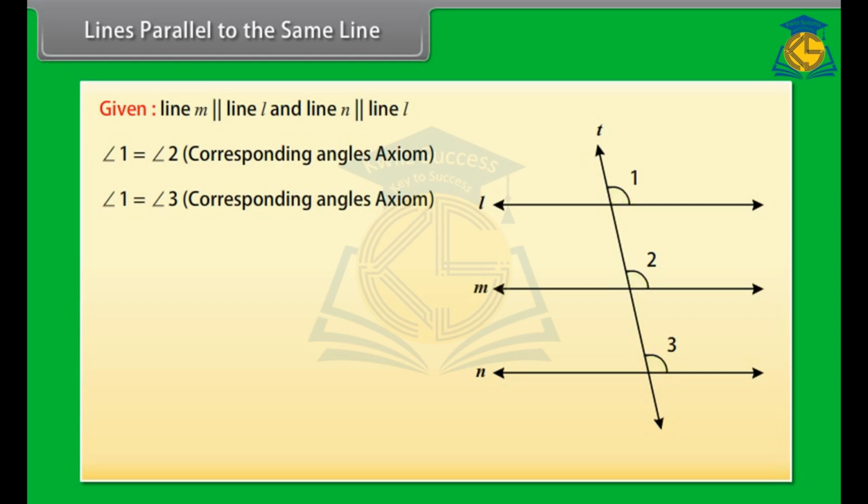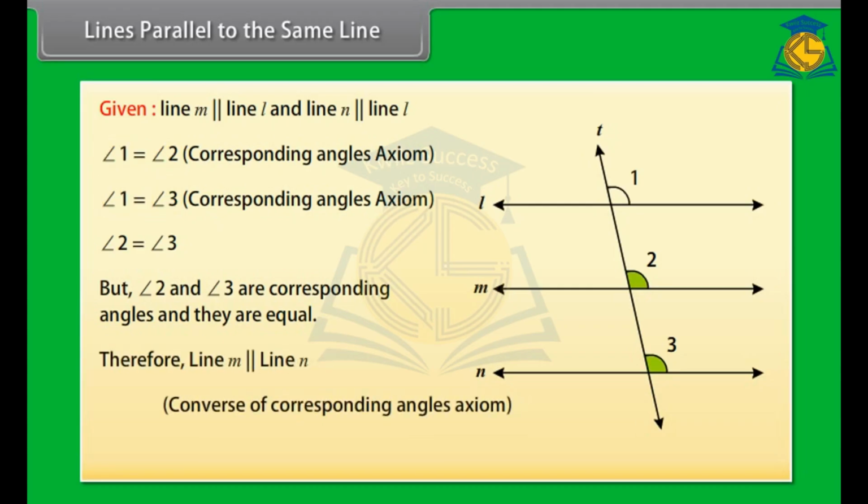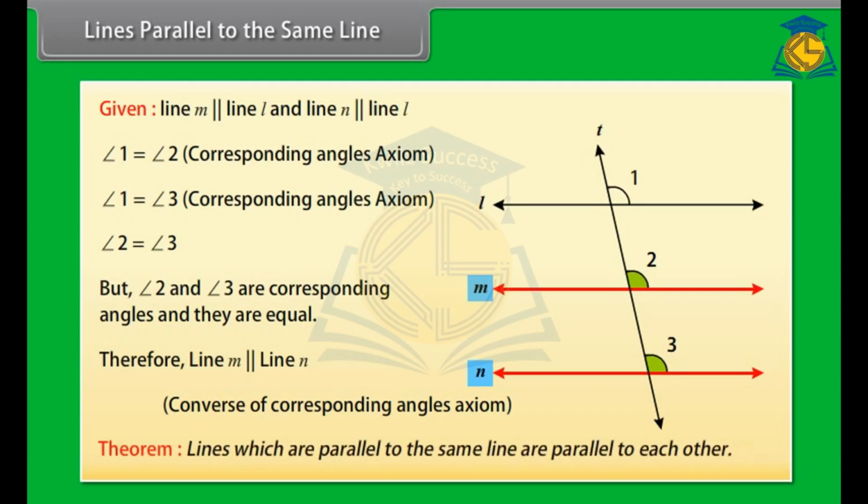So from these two, we can say that angle 2 is equal to angle 3. But angle 2 and angle 3 are corresponding angles and they are equal. Therefore, by using converse of corresponding angles axiom, we can say that line M is parallel to line N. And this result can also be stated in the form of a theorem. Lines which are parallel to the same line are parallel to each other.